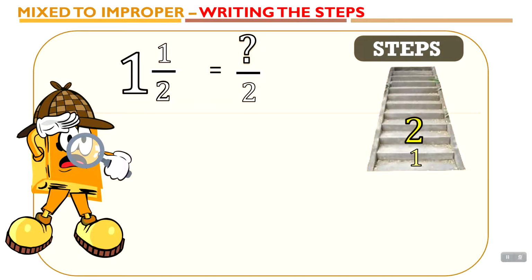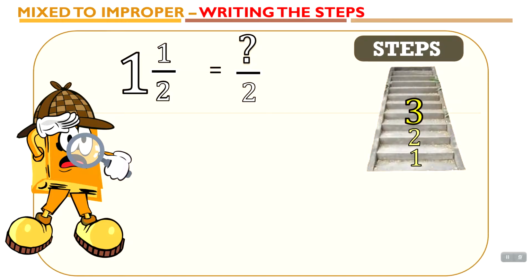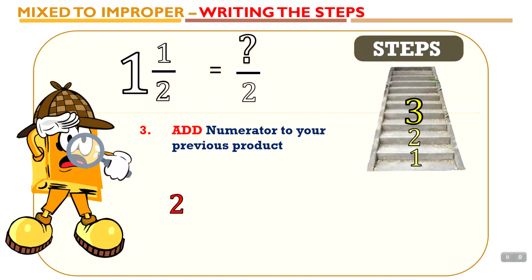Step 2 involves multiplying the denominator by the whole number. So we take the 2, multiply it by 1, the whole number, and we get 2. Next, step 3, we add the numerator to your previous product. We just got the answer of 2 by multiplying 2 times 1, and now we add 1, the numerator, to give us 3. That 3 now tells us how many halves we have in 1 1/2.